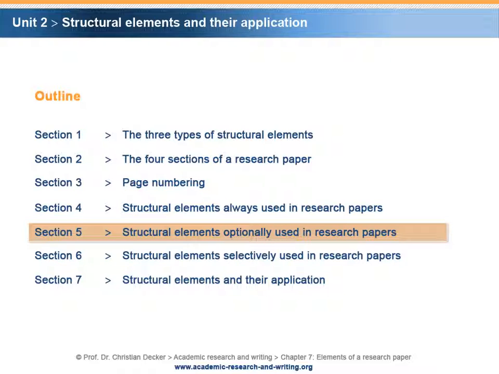Section 5. Structural elements optionally used in research papers. This subsection states structural elements which are optionally used in research papers. The first section, the addments, could include an optional abstract. An abstract is a brief summary of the research paper. Furthermore, it lists keywords which are linked to a classification system.